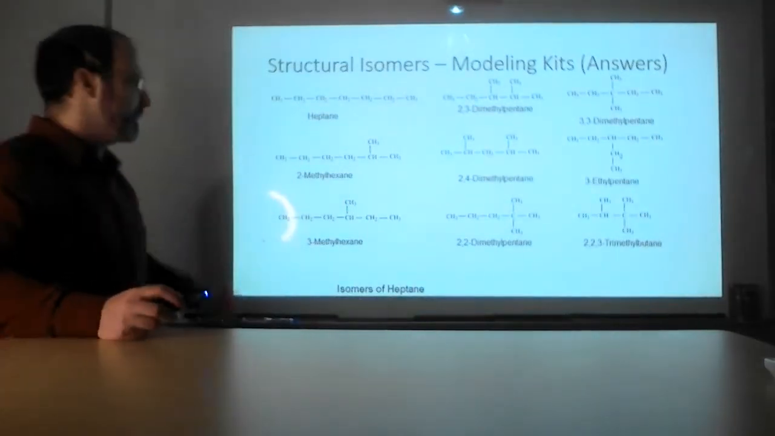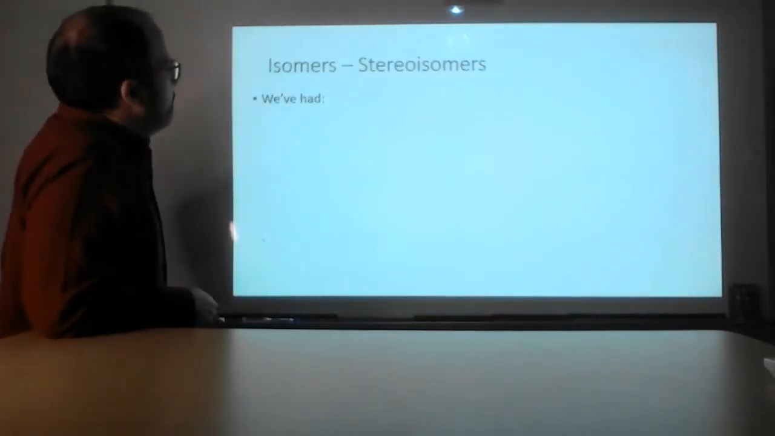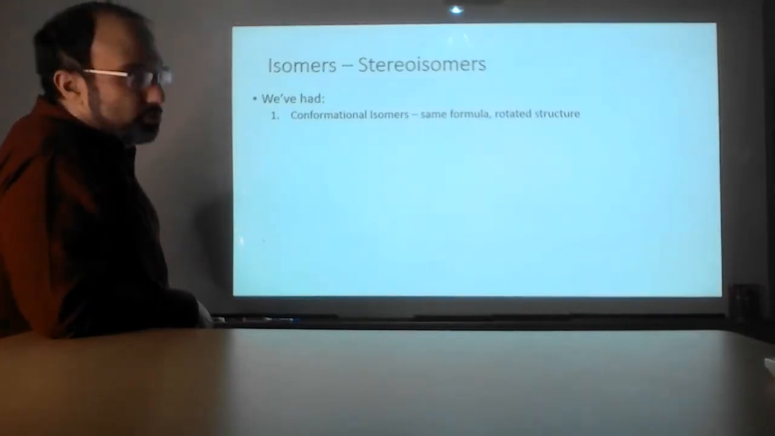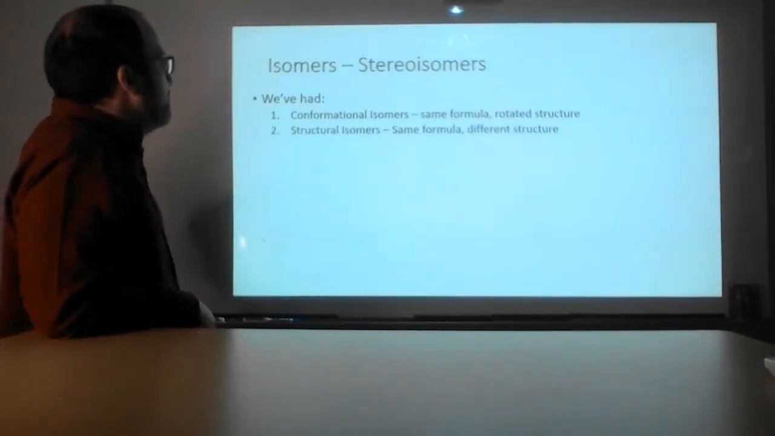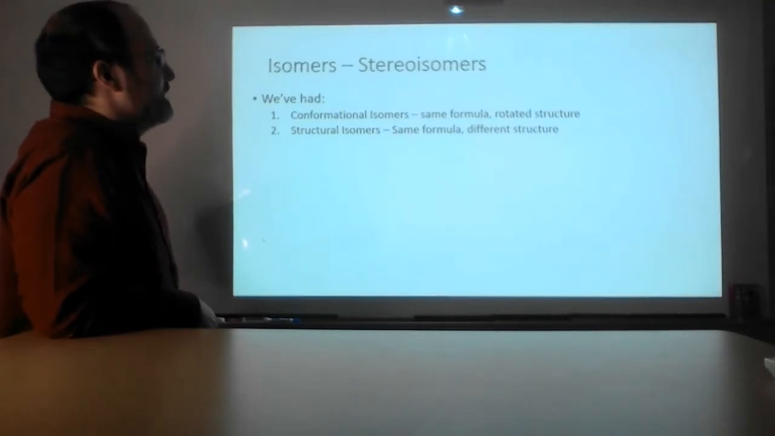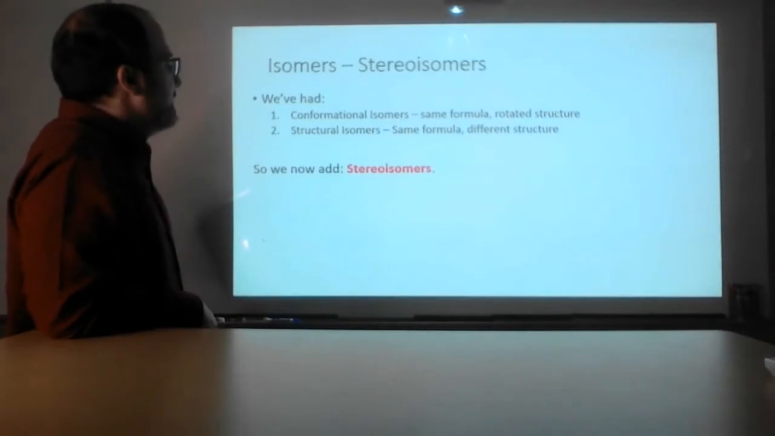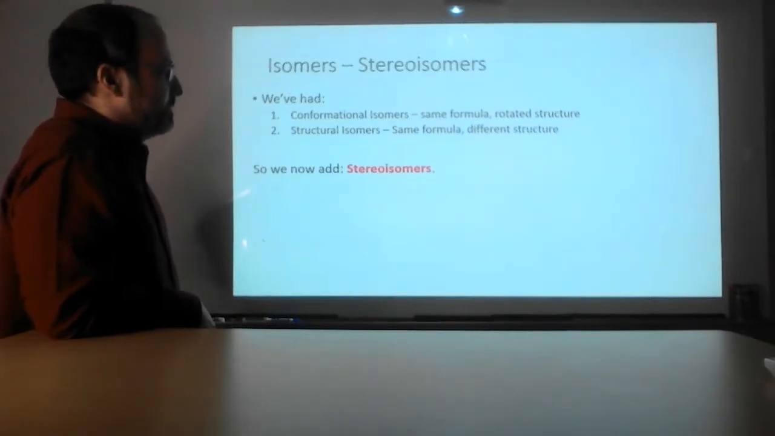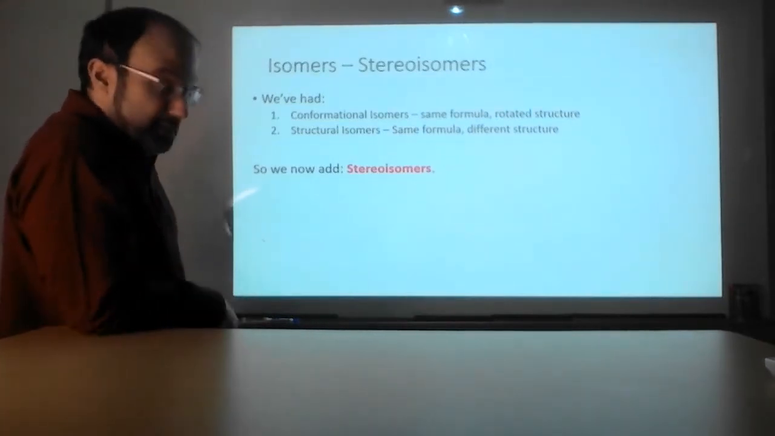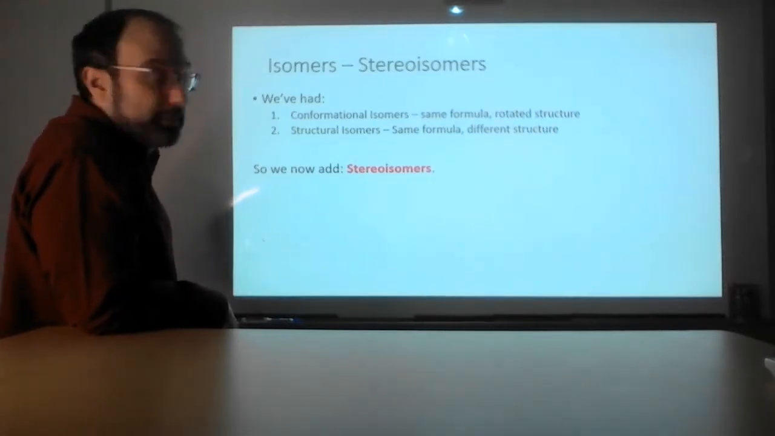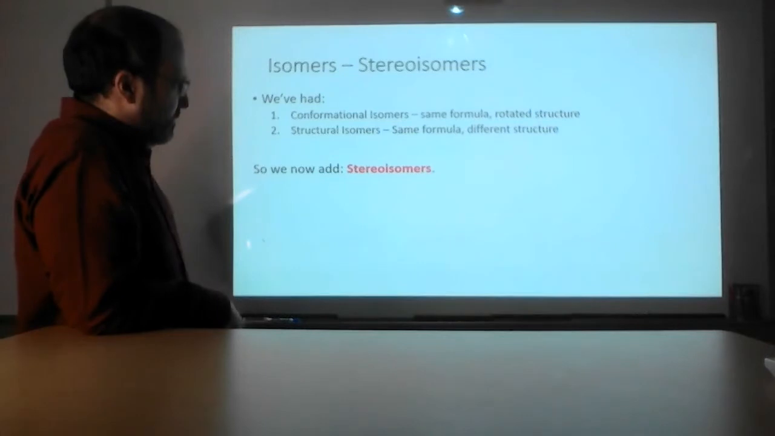Okay, all right, we saw this. So we've had conformational isomers, same formula, rotated structure. Structural isomers, same formula, different structure. Okay. Now we have stereoisomers. I swear it's like the chemists are trying to make us pull our hair out. Maybe that's why I lost all of mine. Isomer. Okay, let's break it down.